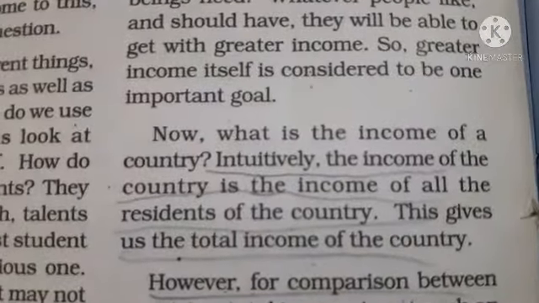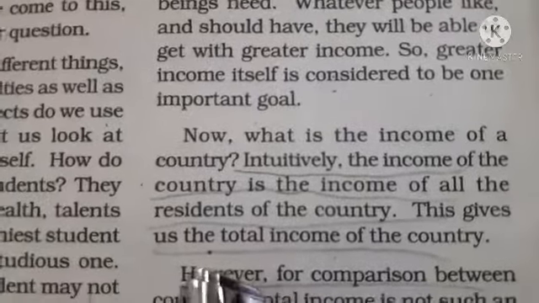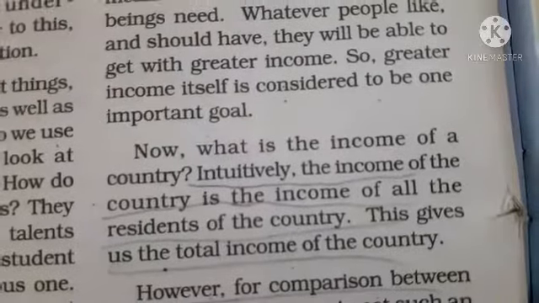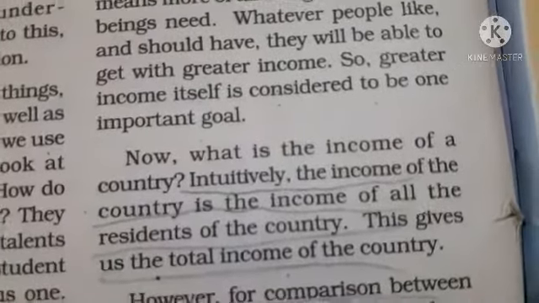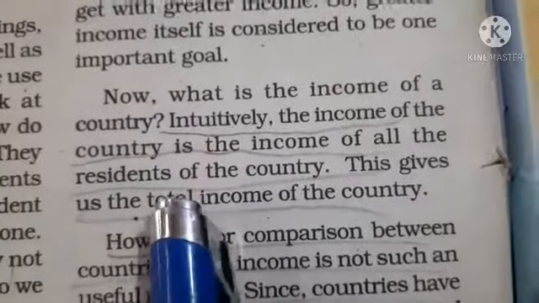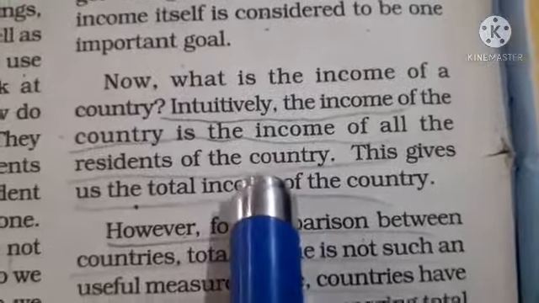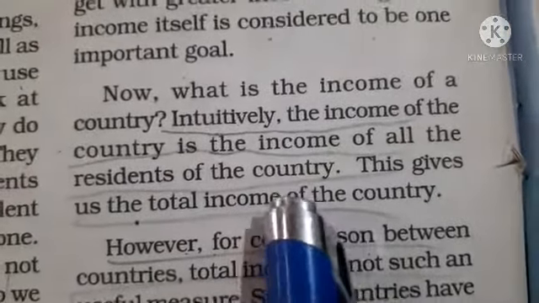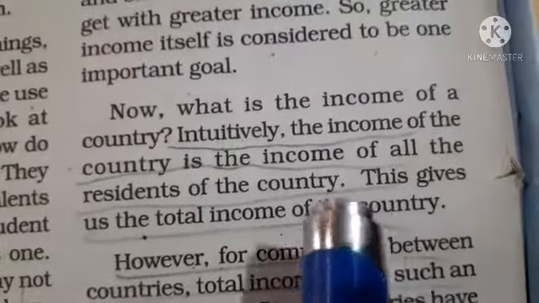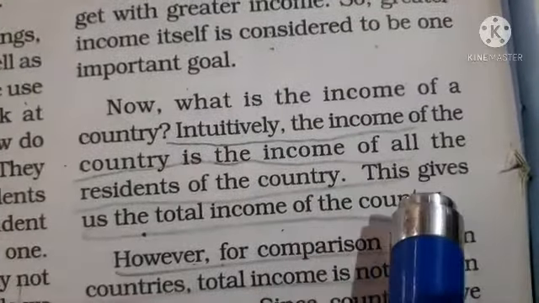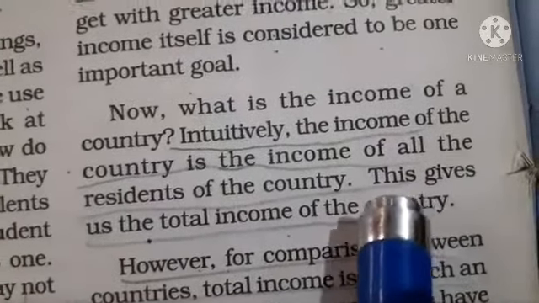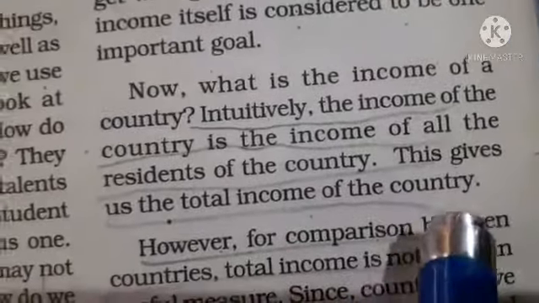So what is the income of a country? The income of the country is the income of all the residents of that country. So that gives us the total income of a country. When we say the income of a country, the countries which have higher income are developed countries, and countries which have less income are less developed countries. So by the income of a country, we mean the income of all the residents of that particular country. So it is the total income of a country.